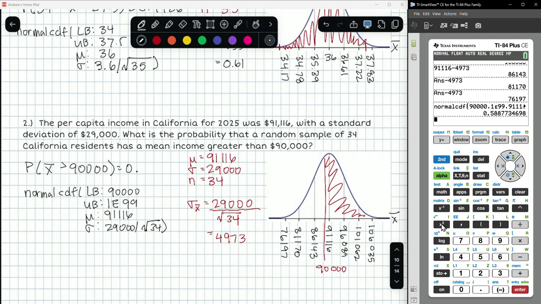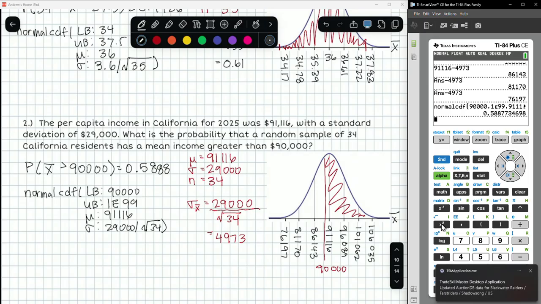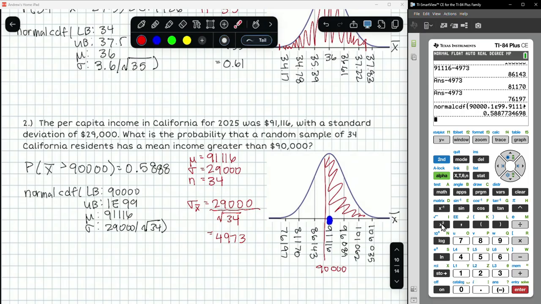Get 0.5888 rounded, which is just a little bit bigger than 50%, which makes sense because we know this is our 50% marker, and we're just a little bit above that.